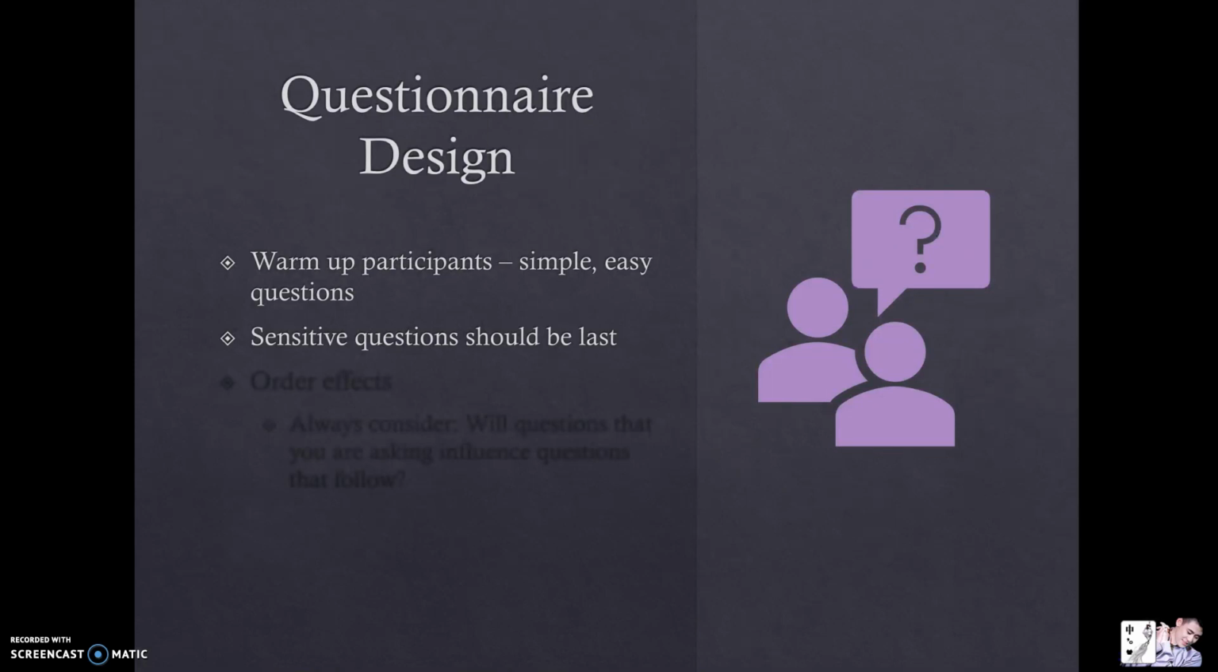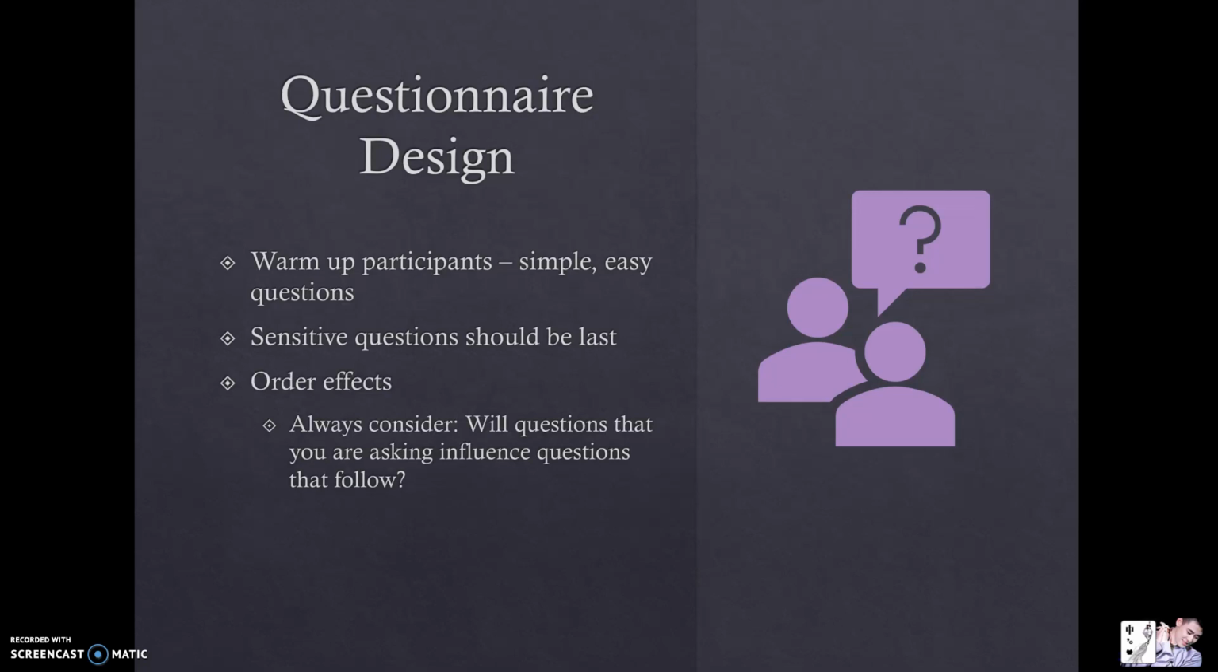You want to have simple, easy questions as warm-up activities in the beginning. Their age, their gender, depending on your research topic, something basic. You always want to know people's education level and the basic demographic information. Sensitive questions should be last. And remember, the order actually matters a lot in questionnaire design. You want to know whether the questions you are asking will influence the questions that immediately follow.